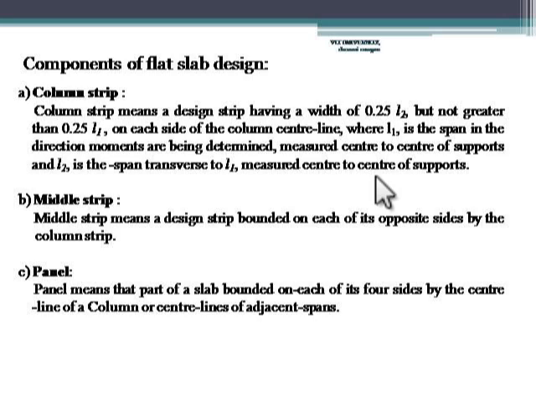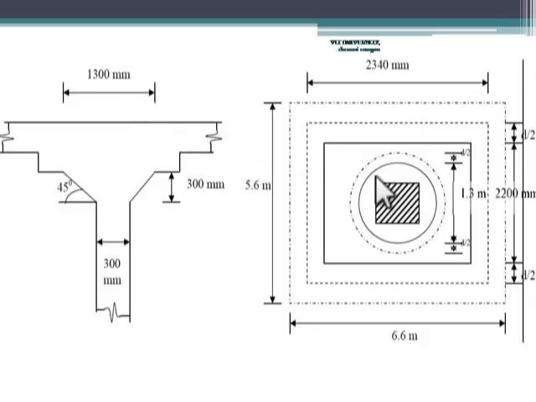Panel means the part of a slab bounded on each of its four sides by the center line of the column or center line of the adjacent span. We can see the flat slab design is given on page number 53 of IS 456-2000. This is the design I'm going to take as an example.